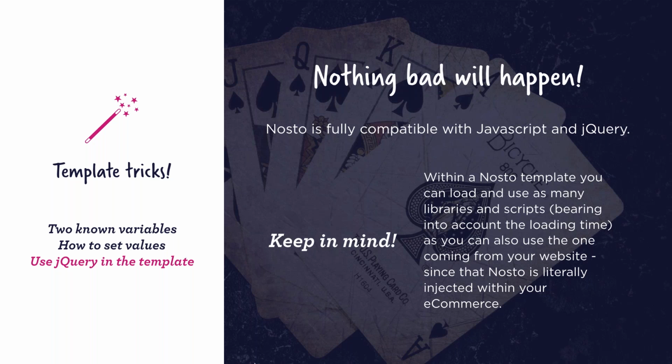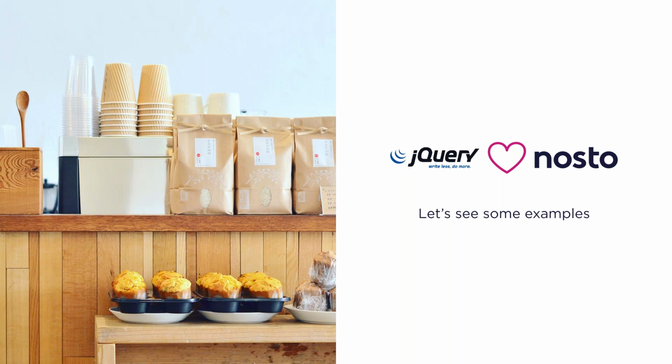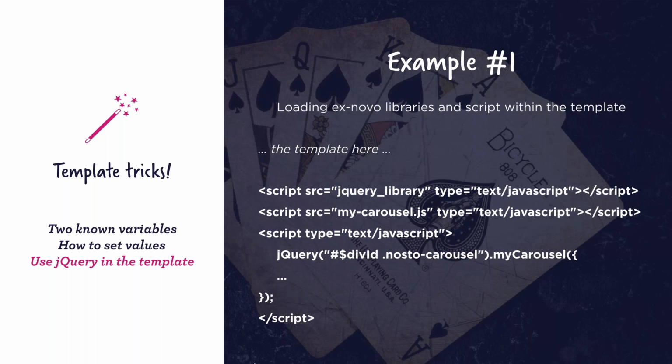So just be aware of what we're doing and how many libraries we are loading. Because if you load too many libraries at the same time, it would maybe be even better to load the library on site and to call the libraries from the Nosto template, which we're going to see in a few seconds. Let's see some examples about this.